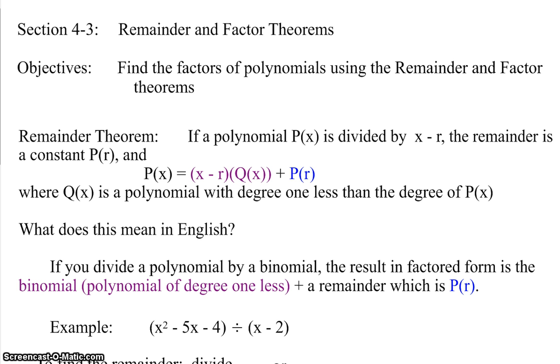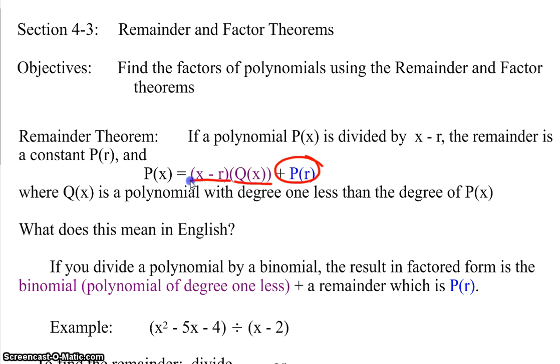Basically, it says that every polynomial can be written as the product of a binomial, a depressed polynomial, and a remainder. If the remainder is 0, then the binomial is a factor. If the remainder is not 0, then we already know that and we don't have to go any farther.